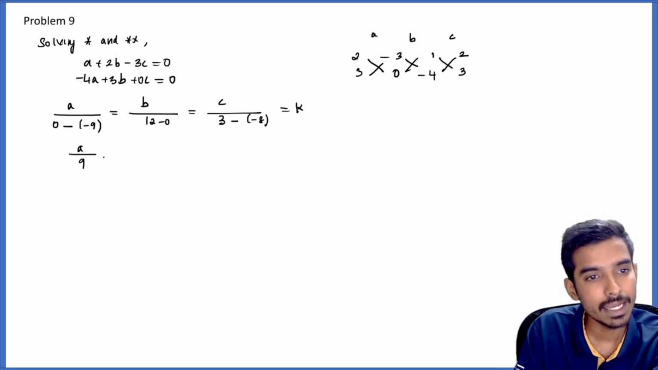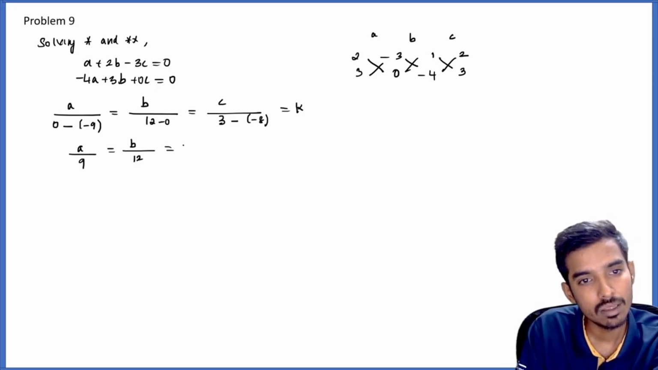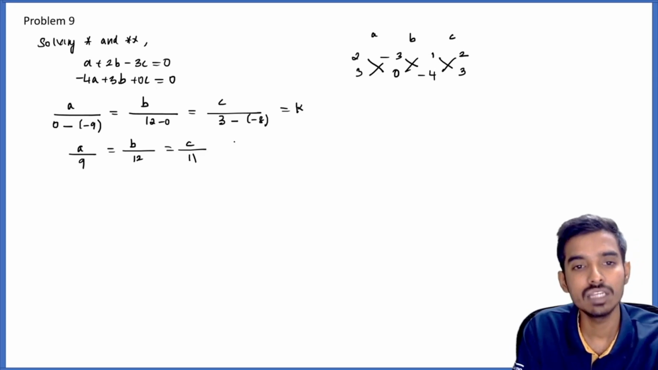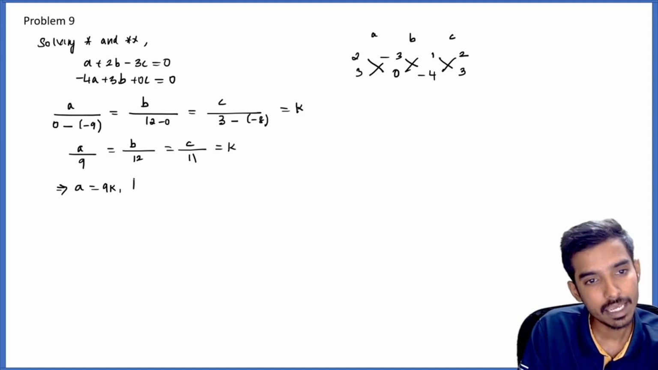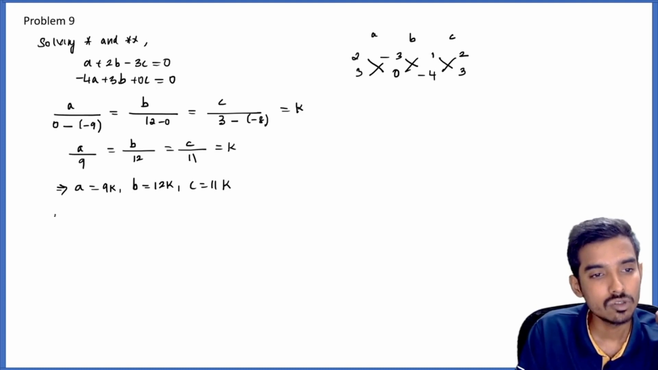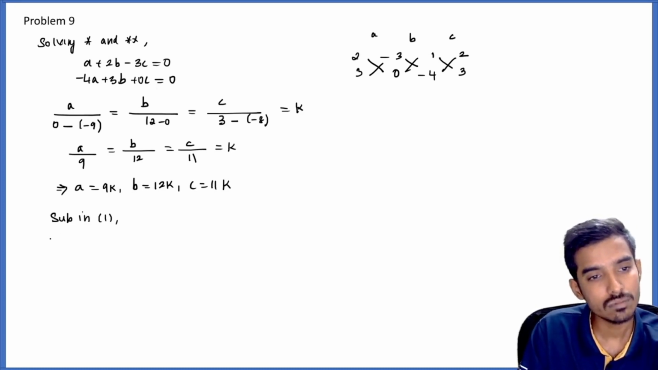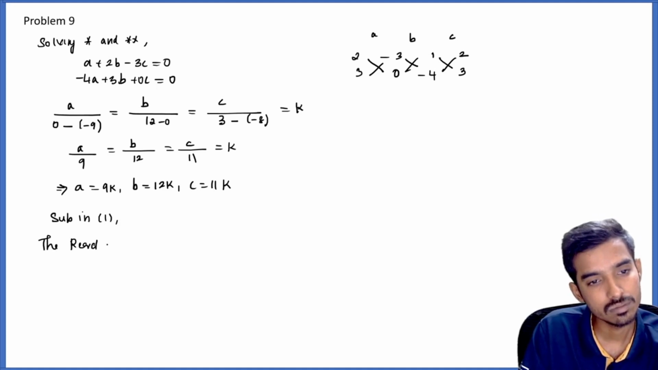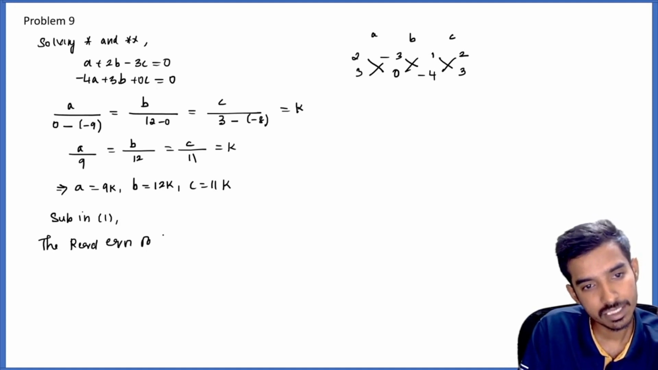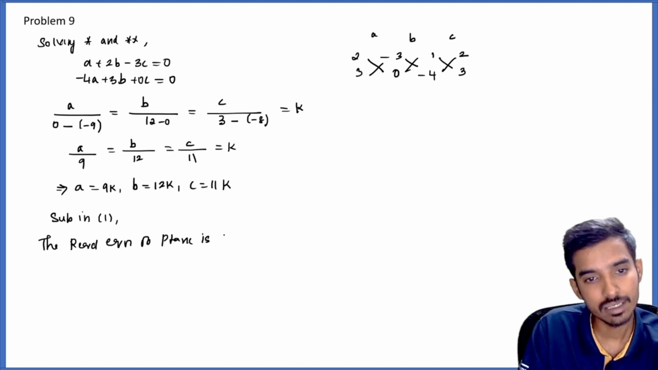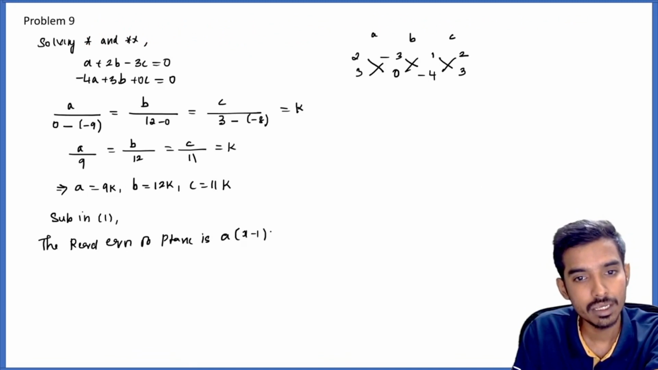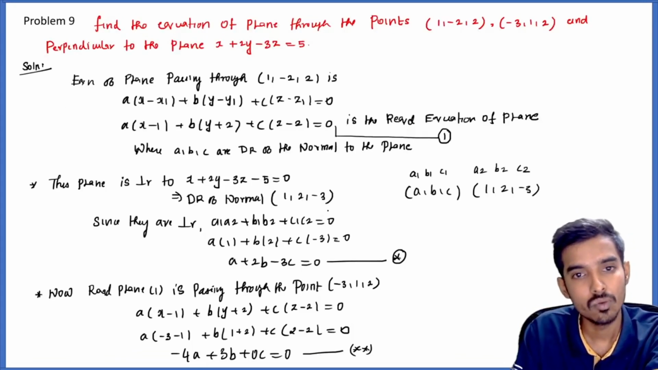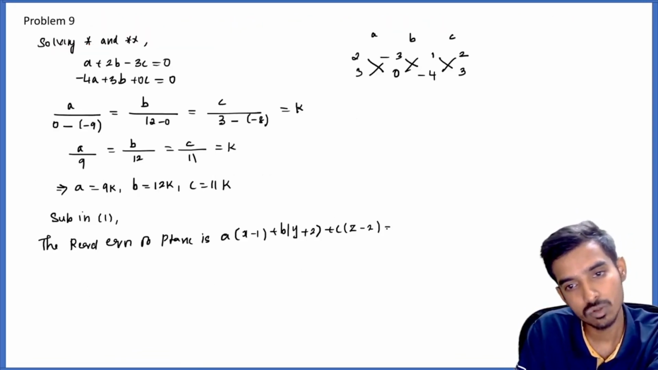So we have A by 9 is equal to B by 12 is equal to C by 11, right? So 3 plus 8 is 11, equal to k. This implies A is equal to 9k, B is equal to 12k, C is equal to 11k. So substitute in 1. The required equation of plane is A into x minus 1 plus B into y plus 2 plus C into z minus 2 is equal to 0.